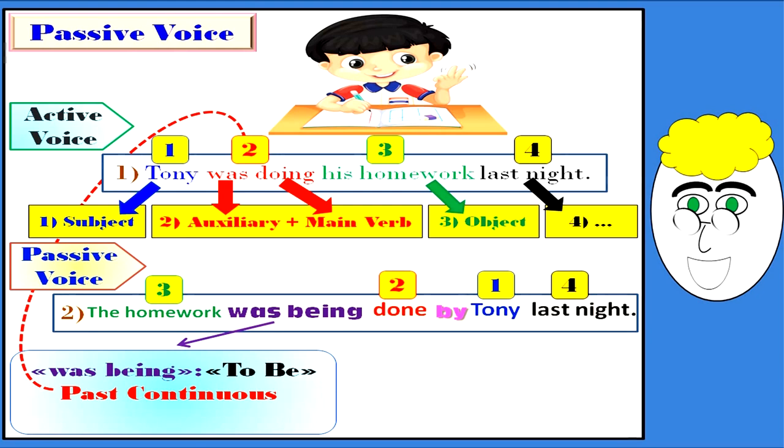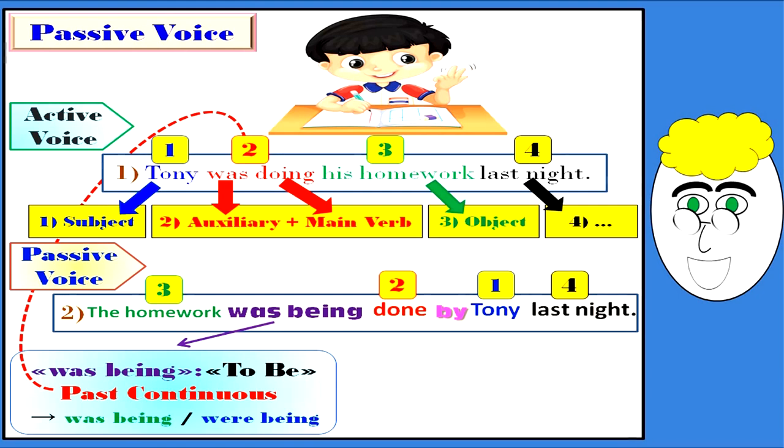Now let's get back to the past continuous of the verb to be. There are two cases of the past continuous of the verb to be: "was being" and "were being." "Was being," we use it with the subject pronouns I, he, she, and it. And "were being" with the subject pronouns we, you, and they.